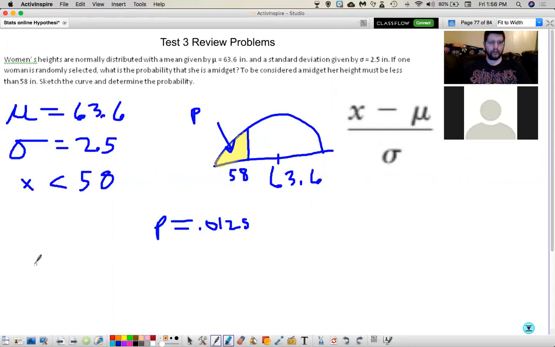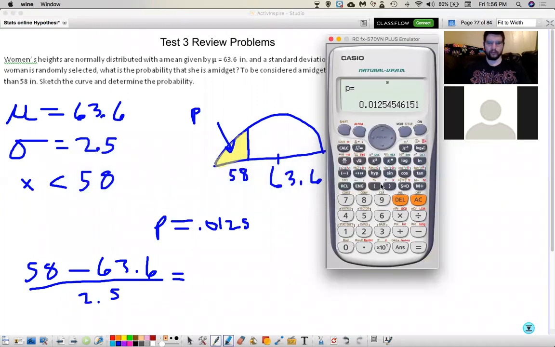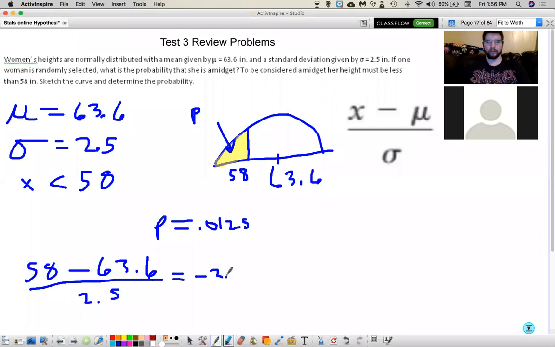So 58 minus 63.6 over a sigma of 2.5. Make sure I'm doing it right. 58 minus 63.6 over 2.5. And we get that, but we really need this, negative 2.24. And we need to find the area to the left of this value.